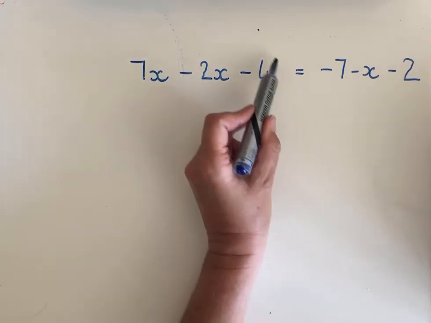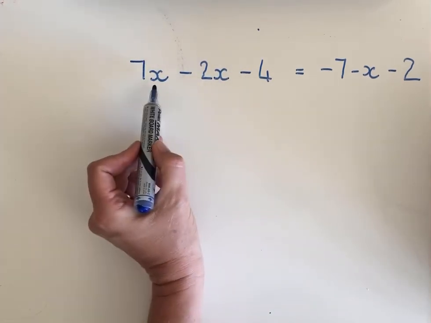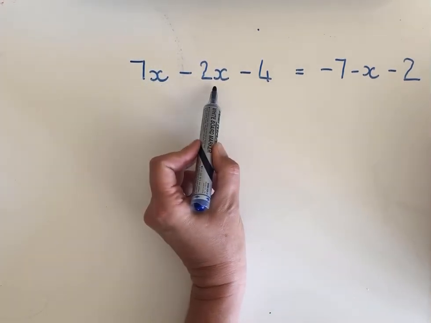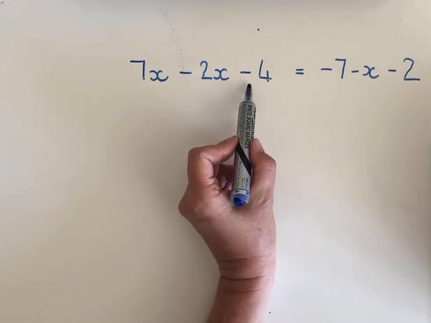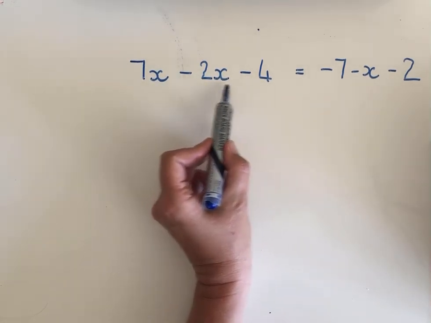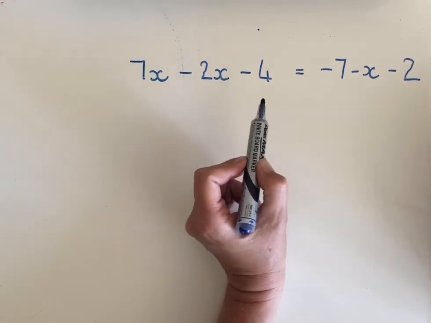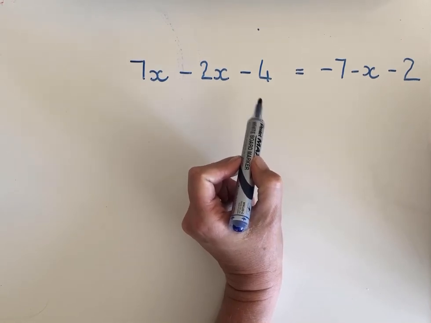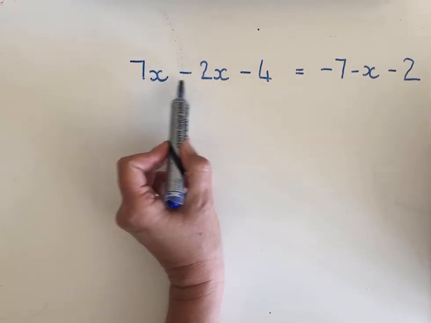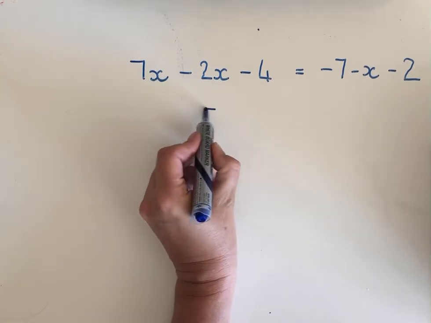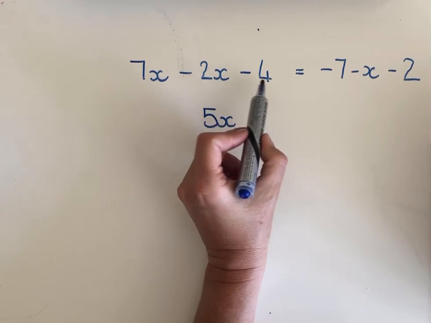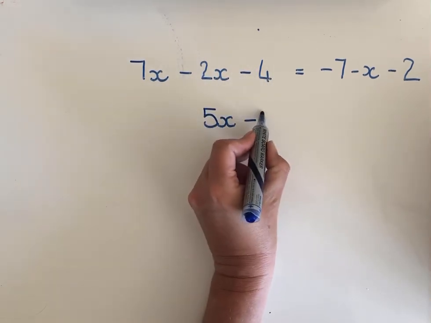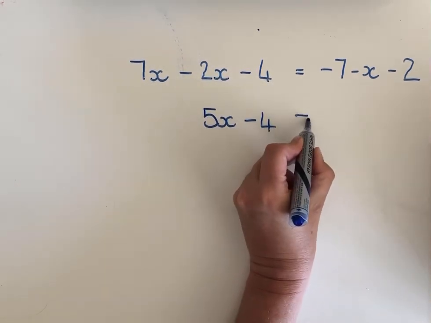Now if you look on the left-hand side, you can see that you've got some like terms. You've got a 7x and a minus 2x. Minus 4 is not a like term. So what we're going to do is, on the left-hand side only, first collect the like terms. So 7x minus 2x is 5x. And then minus 4 is the only constant, so I'm just going to write down minus 4 equals.